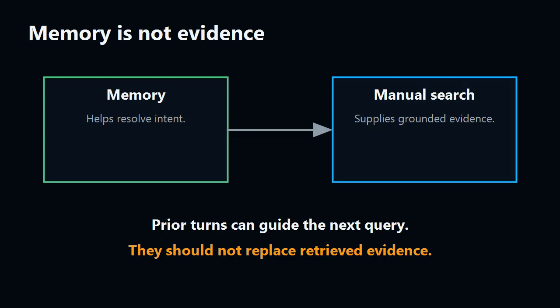The graph should not treat the entire chat history as trusted evidence. The prior turn helps resolve intent. The manual search tool still needs retrieved evidence before answering. That boundary keeps conversation flow helpful without turning memory into a source of truth.